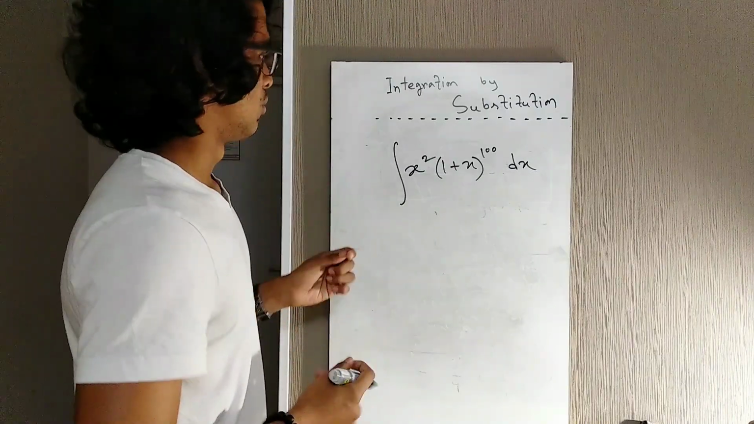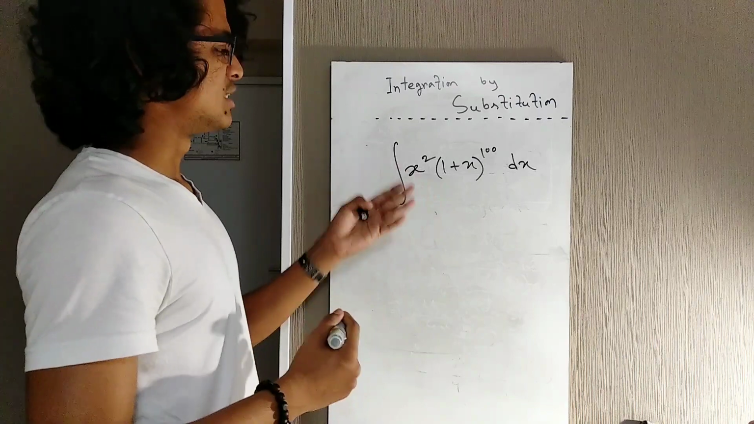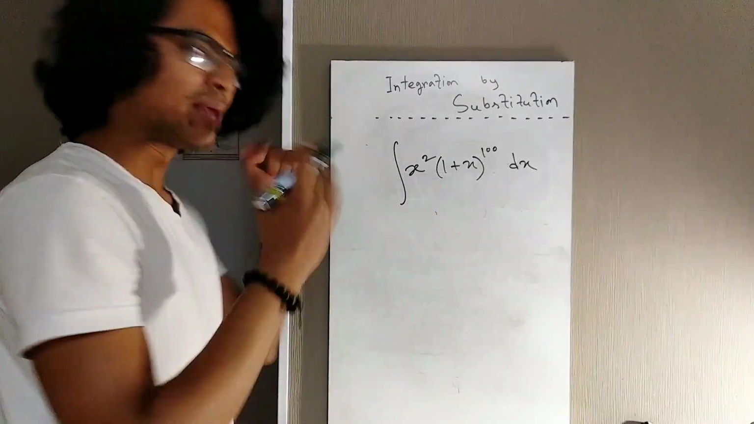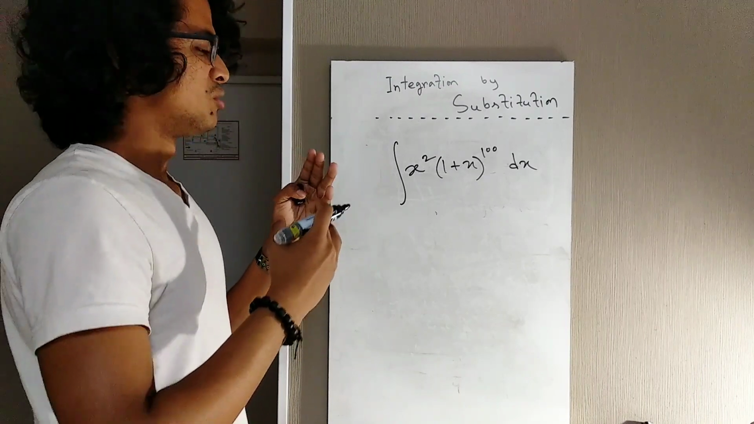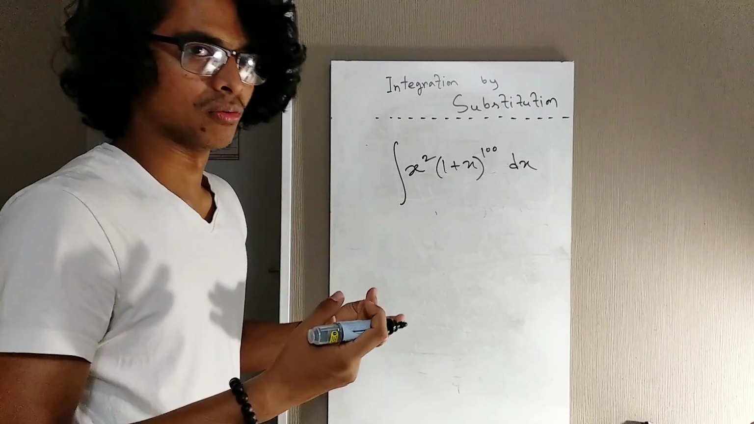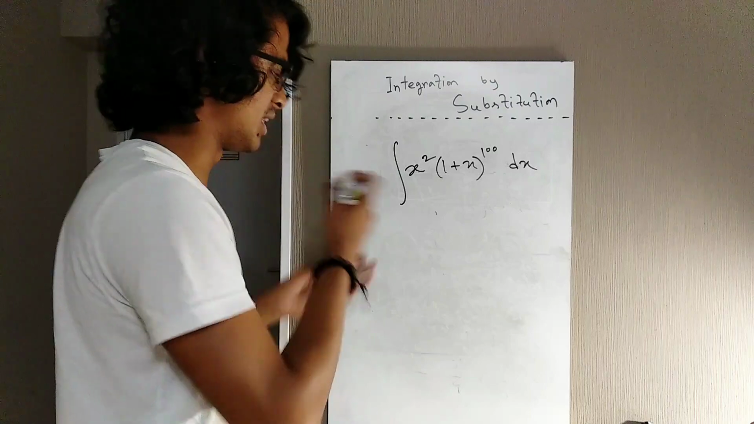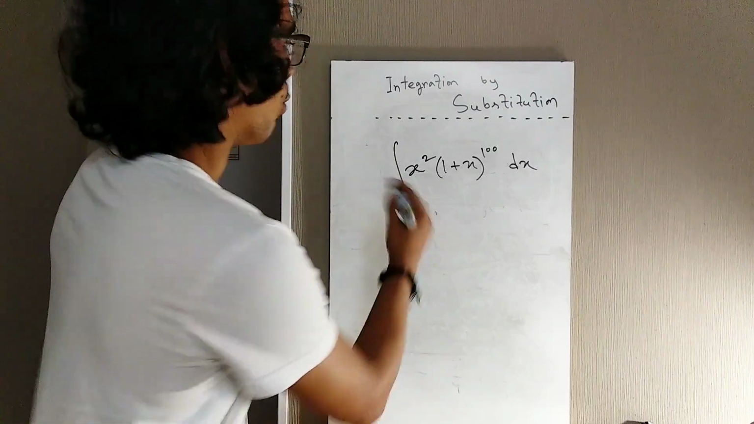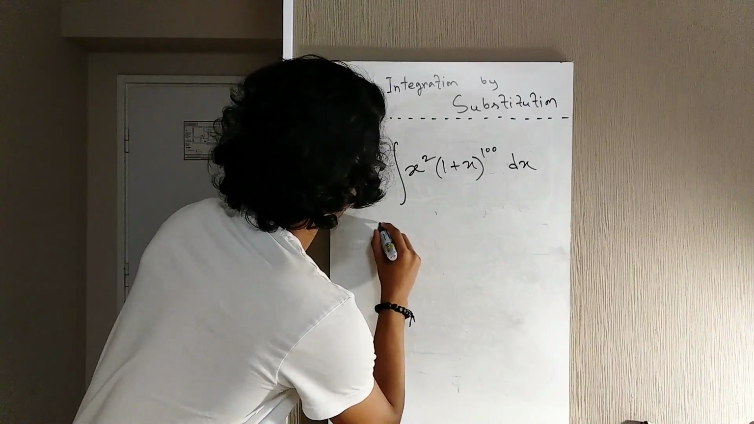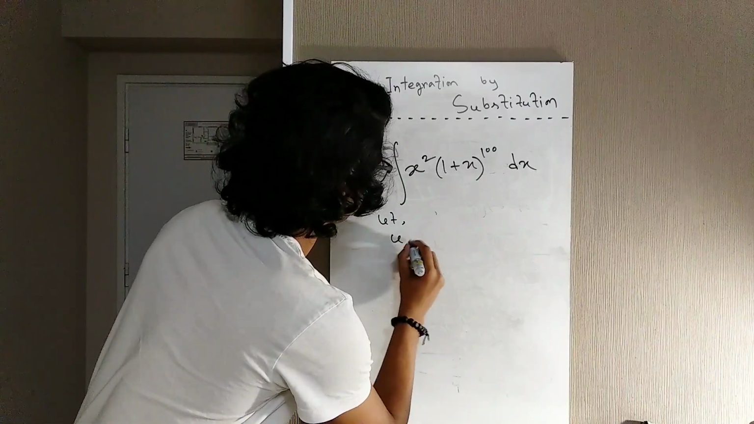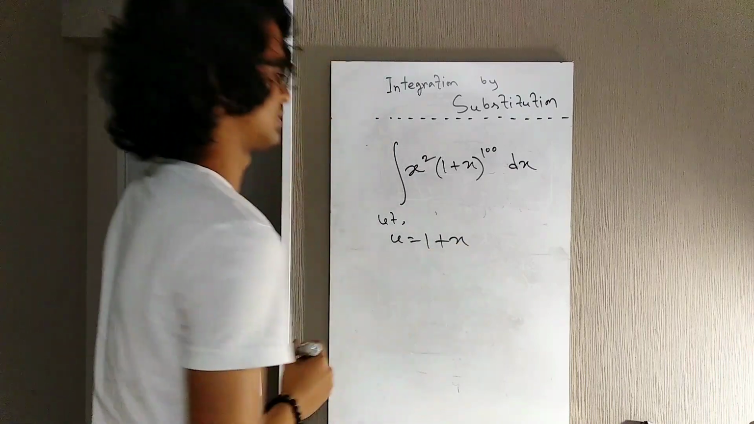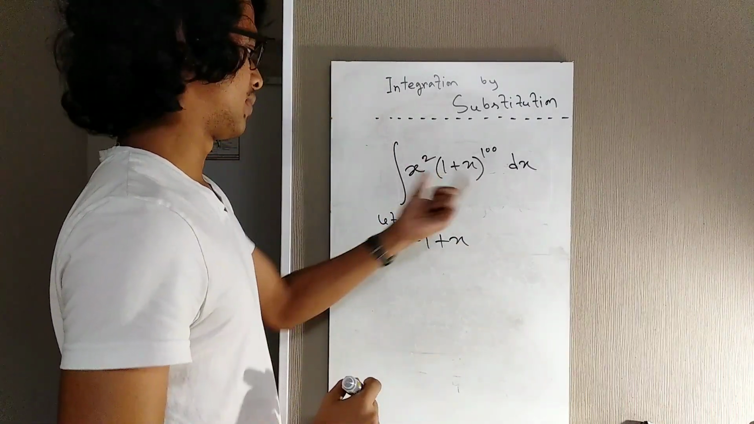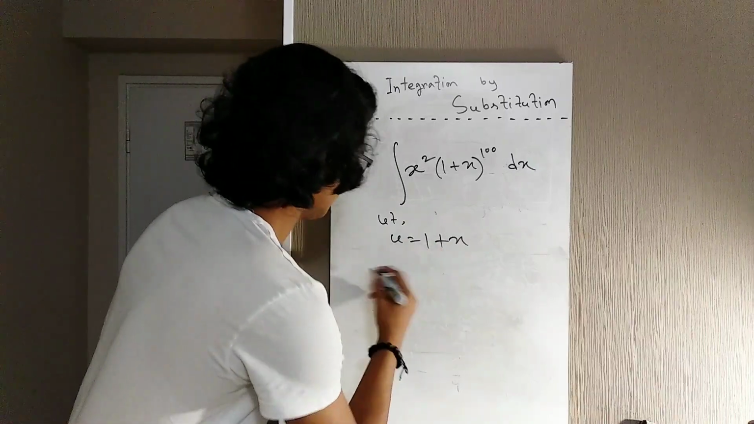All right. So again, we have to assume. The tricky part of solving this kind of problem is choosing what to assume as u, what to substitute with u. So in this case, we're going to substitute, let's say, 1 plus x as u. Let u be 1 plus x, right? Then we have to find now the remaining part.